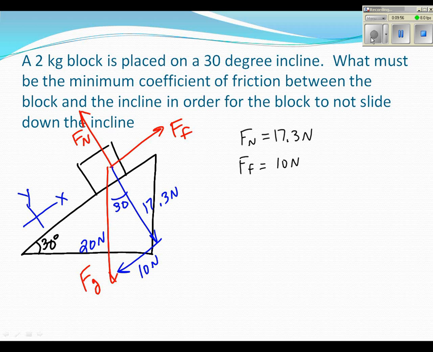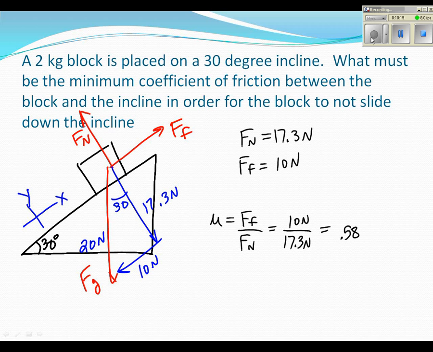Just from this drawing, we can go ahead and solve for mu, which is force of friction all over the normal force. Now our force of friction in this case is 10 newtons. My normal force is 17.3 newtons. And so my coefficient of friction ends up equaling 0.58.